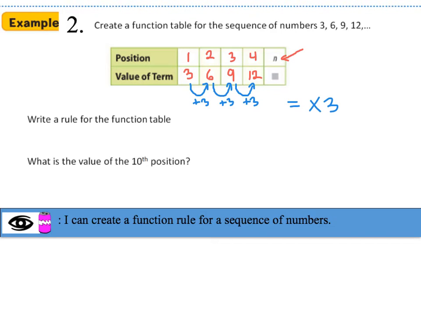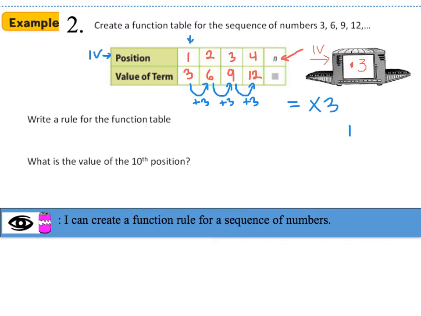So what this means is I'm going to take my independent variable, which is the position. I'm going to take those numbers and plug it into a function machine. And the function machine says you're going to multiply it by 3. So if I take 1, which is my first position, and I plug it into the function machine and I times it by 3, I get 3, which is my output value. Notice I have 3 in the value of term for the first position. Let's take the second position, plug that into the function machine by multiplying it by 3, and 2 times 3 gets me 6. Notice that is the second value of term for the second position.